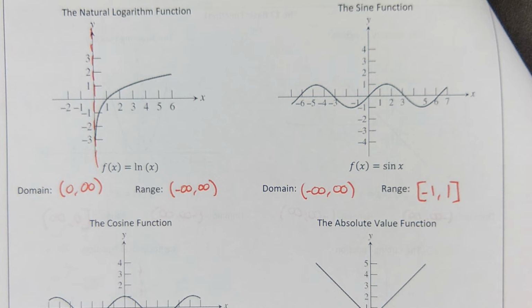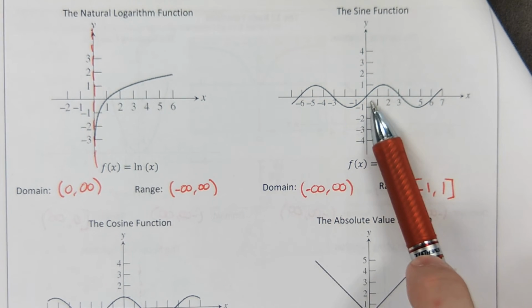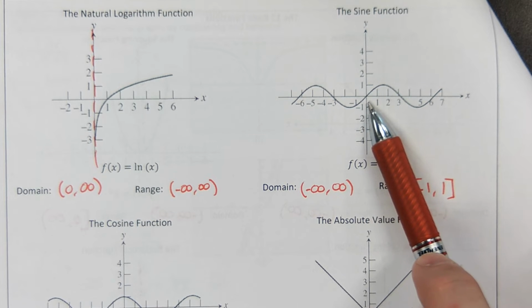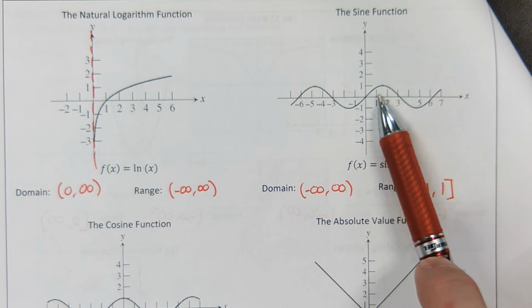Will they have the same value? Yes. The local min of the parent function will always be -1, and the local max will always be +1 because it's going to bounce between those two values. Now, as far as symmetry is concerned, the sine function has odd symmetry. Turning it upside down is the same as turning it left and right. So this function has odd symmetry.